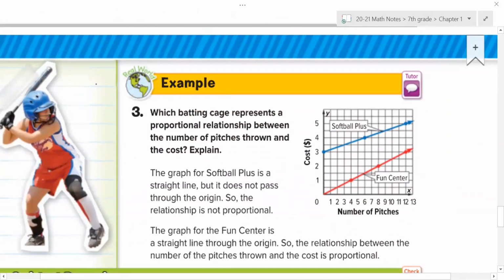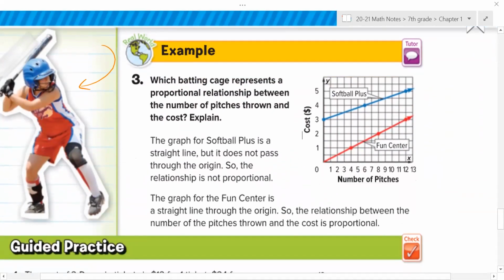And they use this image for chapter 5, I remember. Which batting cage represents a proportional relationship between the number of pitches thrown and the cost? The graph for Softball Plus is a straight line, but it does not pass through the origin. So here's Softball Plus. So the relationship is not proportional. However, the graph of Fun Center is a straight line through the origin. So the relationship between the number of pitches thrown and the cost is proportional.